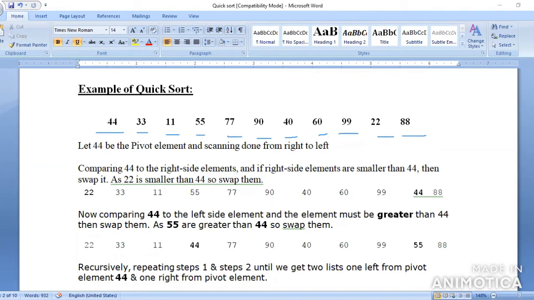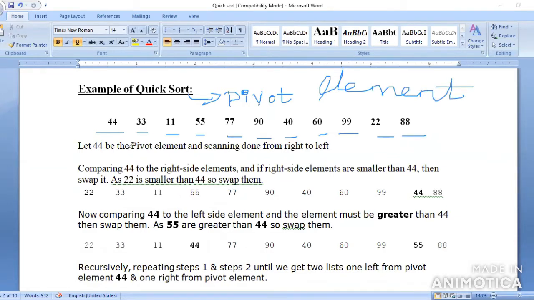In quick sort, the main thing is that you choose one pivot element. Here in quick sort you use one element, the key element, which is nothing but the pivot element. This is the main key point in quick sort: the pivot element.